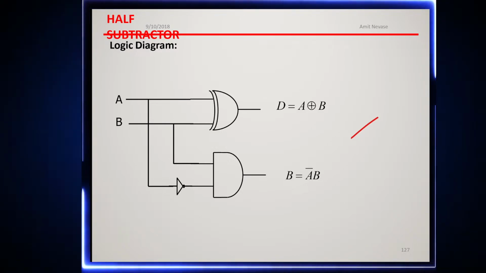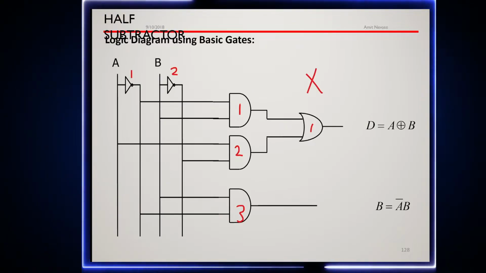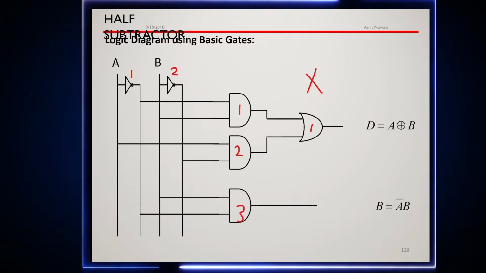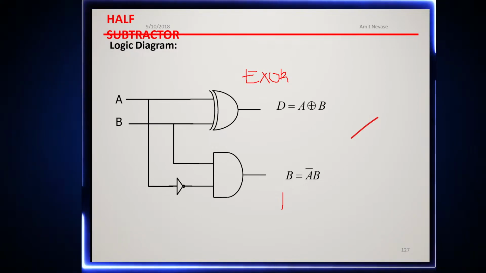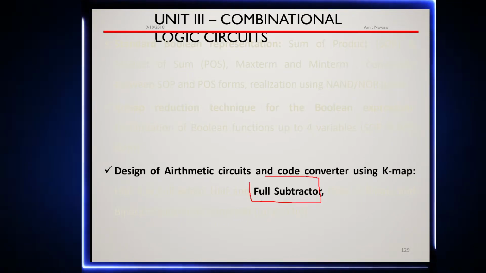You can see this is an XOR gate that represents the difference of half subtractor, and this is nothing but the borrow, right? Okay, this is the XOR gate directly. Now the whole XOR gate can be also constructed using two AND gates and an OR gate. Okay, so this is the logic diagram using basic gates, and this is the logic diagram in which we have used derived gates.